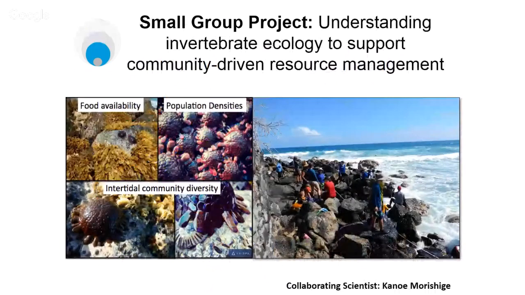They also worked with Kanoe Morishige, who is a PhD student in marine biology. Her work is really about empowering communities to monitor their own natural resources by looking at population densities of hokoke, which is the helmet urchin, as well as their actual OPIHI limpet populations. And by doing this, the communities will know when to harvest and how much to harvest.